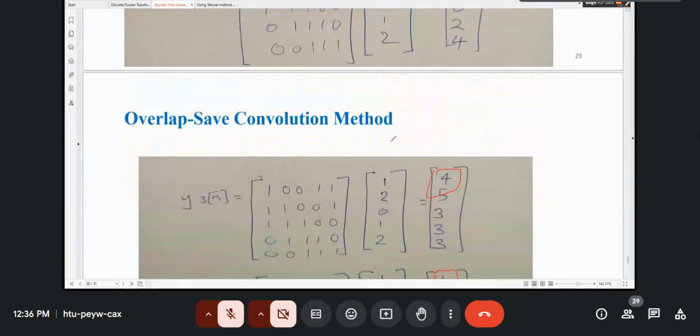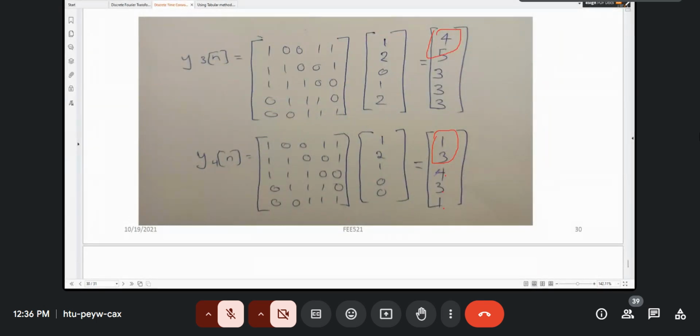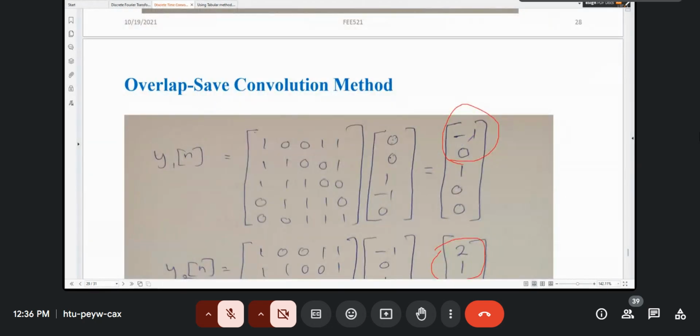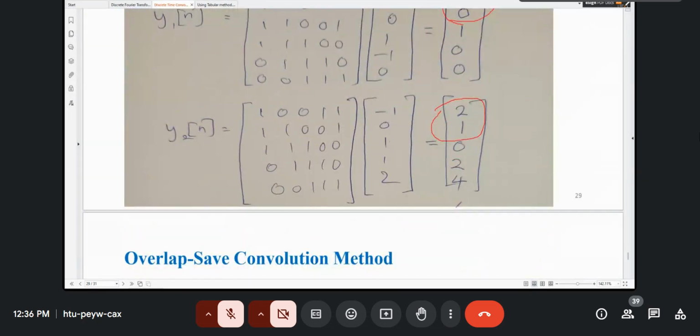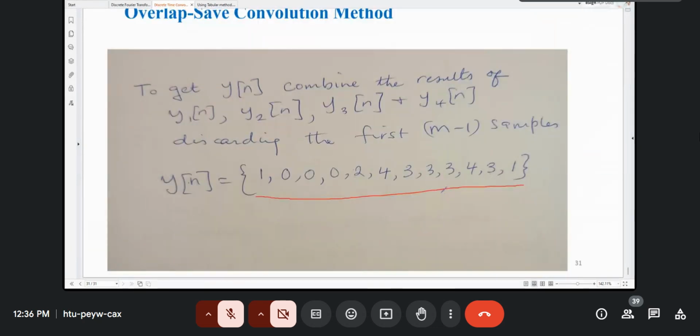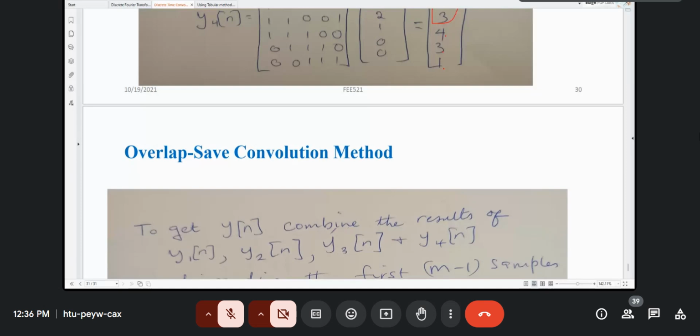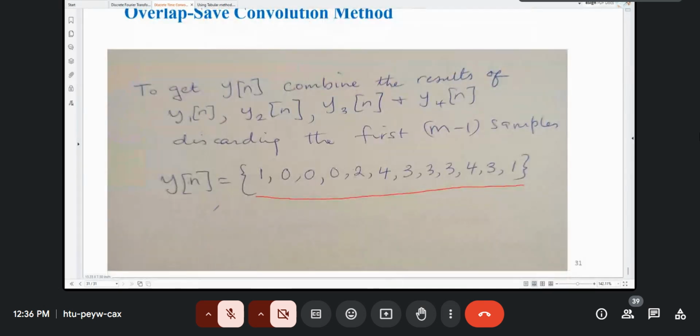So you do that, and now you get these 4 sequences. The 4 sequences are this, this, this, and this. And then you create your y(n). So this is the algorithm for creating y(n): combine the results of y1(n), y2(n), y3(n) and so on, discarding the first M minus 1 samples of each.